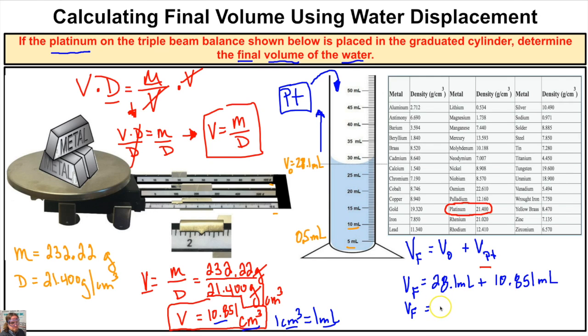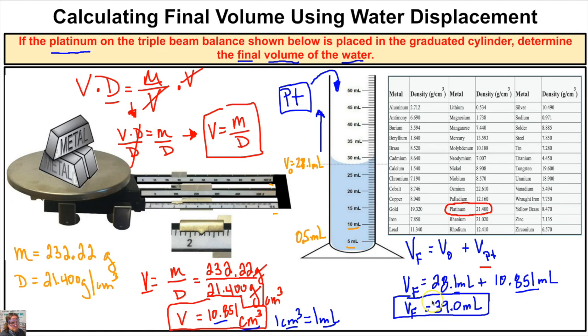Actually, it's going to end up being 39.0 milliliters, right? If we round to the appropriate number of significant figures, this has 1 decimal place, this has 3 decimal places, and when we add or subtract, we have to round our answer to the lowest amount of decimal places as the numbers that we added or subtracted. So we end up with 38.951, and that's going to round to 39.0 if we're using the correct precision here.